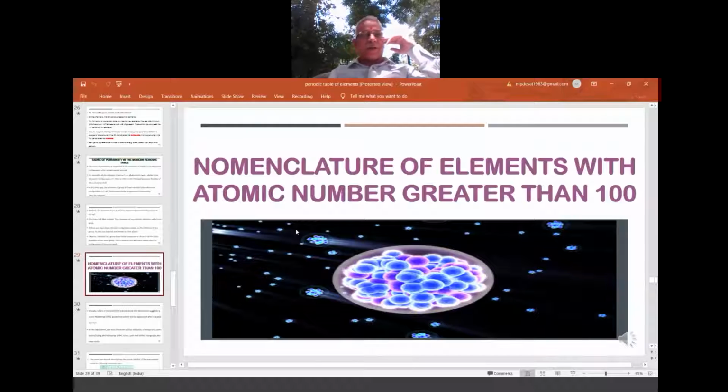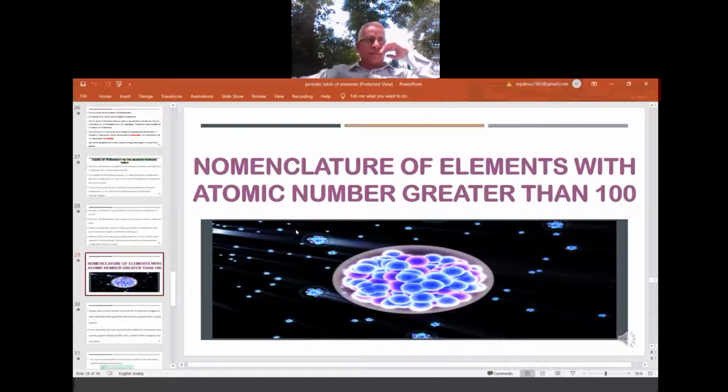Nomenclature of elements with atomic number greater than 100. Up to 92 we know, even up to 93 we will wait. But there are some elements whose atomic number is more than 100. Then how to name them? Though they are prepared synthetically, for the time being, we have to give some name, and only after giving a name can we call it. Without a name, how to tell? So therefore, let us name.